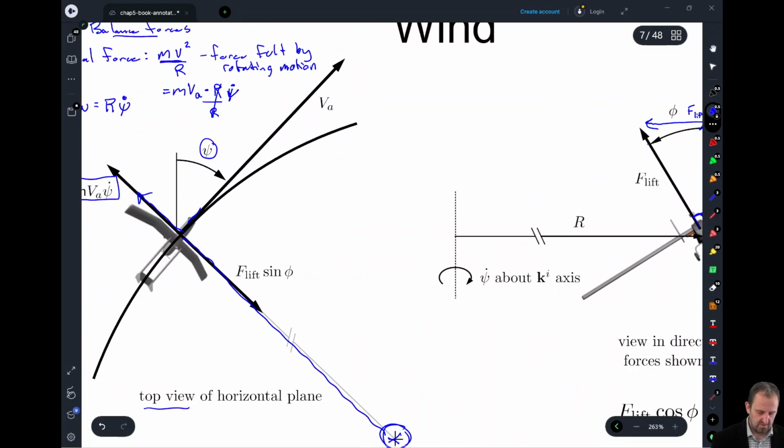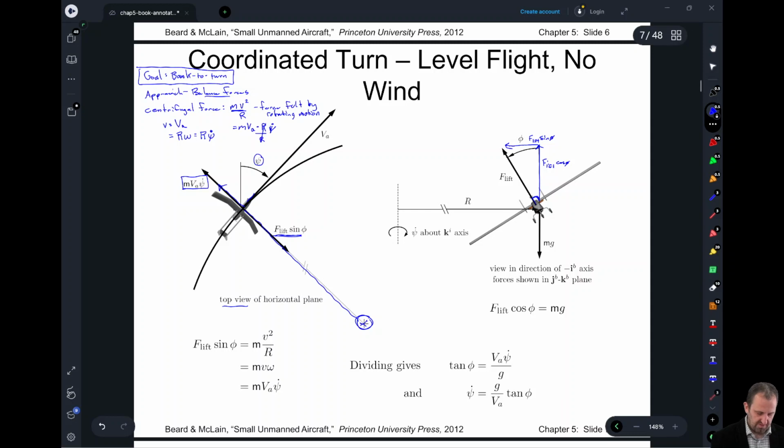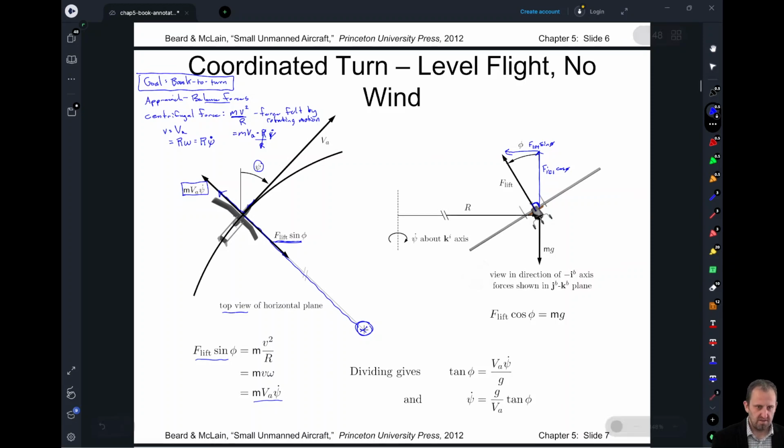So coming back over here, we have F lift sine of phi pointing in towards the center of the circle. And so what we really need to do is have those balanced. So we need to have F lift sine of phi equal to m times VA times the time derivative of psi.